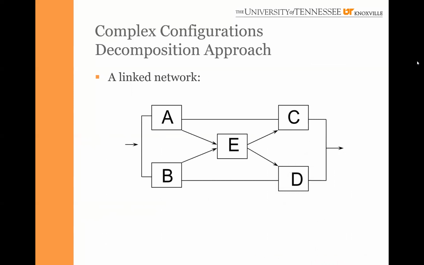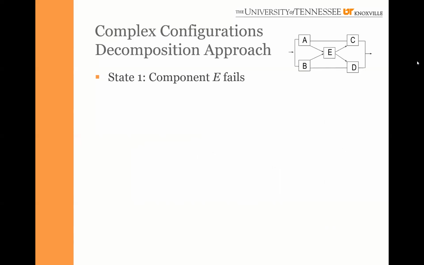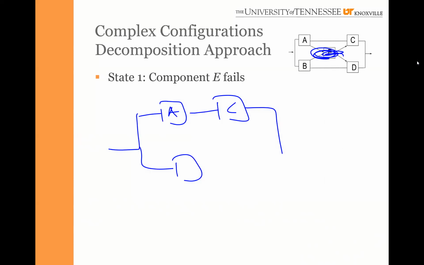Which component did you wish didn't exist? E, right? So let's remove it. Let's assume that E fails. What am I left with? Perfect. Okay, so I'm going to break it down into two cases. I'm going to say E fails, so E doesn't exist here, so I can remove the whole thing. I'm going to draw it here. I'm going to have A, C on the top, and then B, D on the bottom. The system is perfect. I can easily analyze it. What is the reliability of this case?